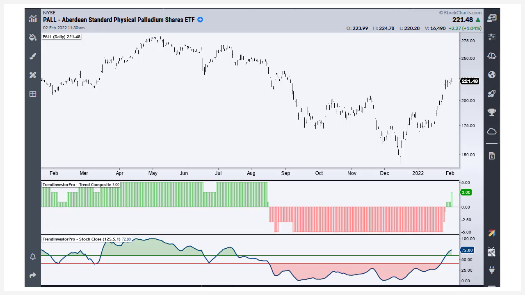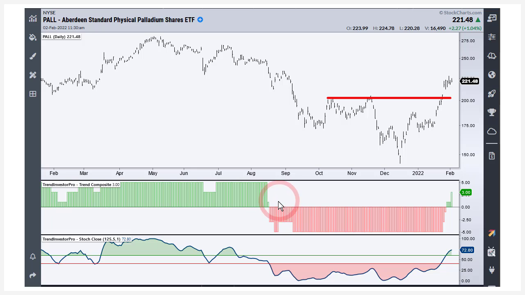So here is palladium with the trend composite turning bullish there 4 days ago as palladium broke above these highs here with a big move. It's moved from, say, 150 to 220. That's up almost 50% in less than 2 months. It's a humongous move, but it is a trend-changing move and a breakout there.